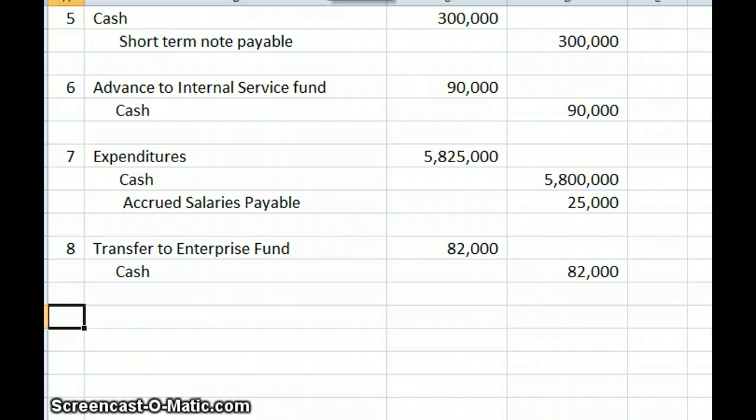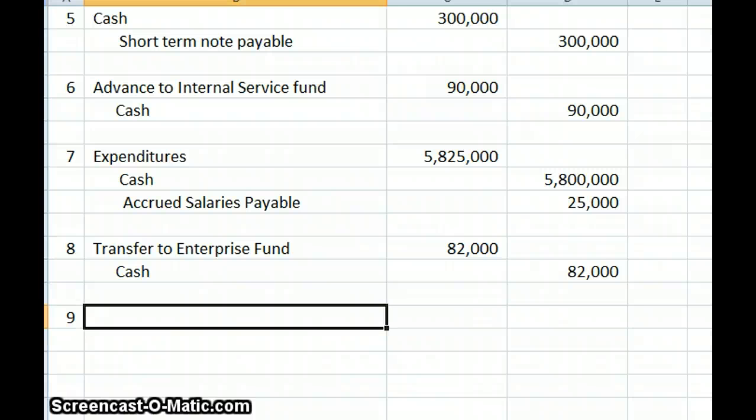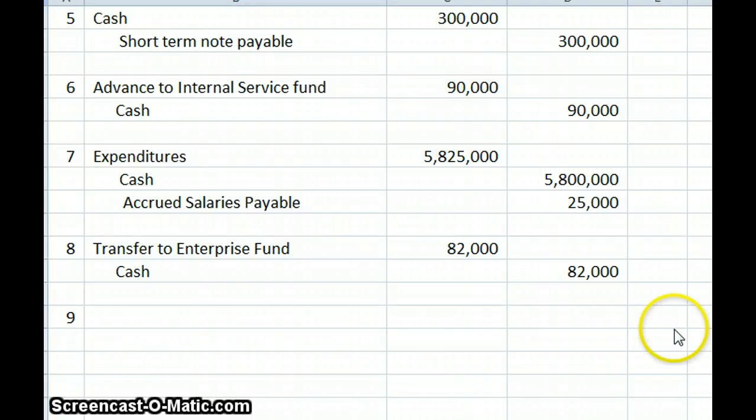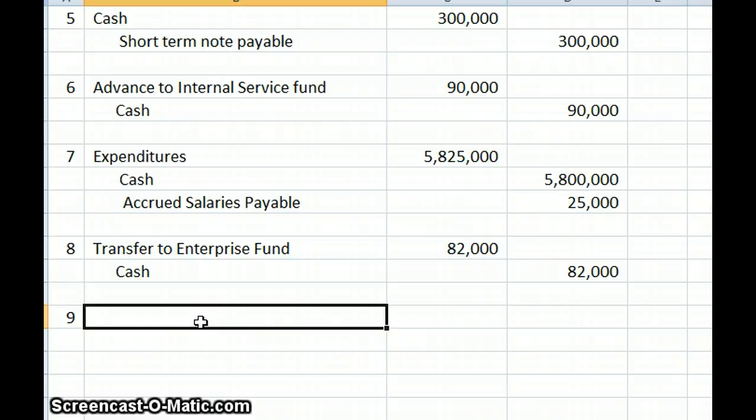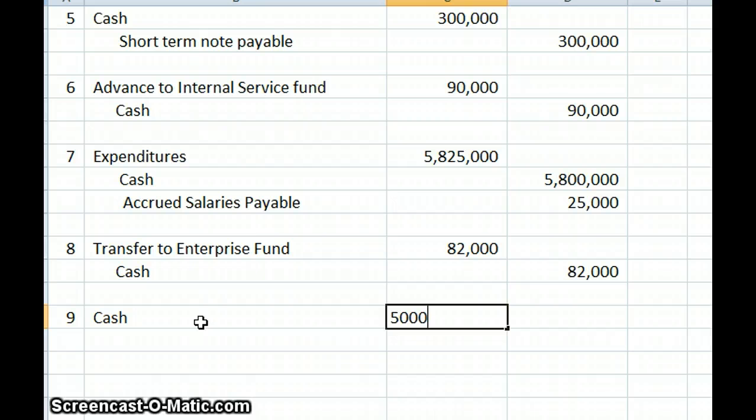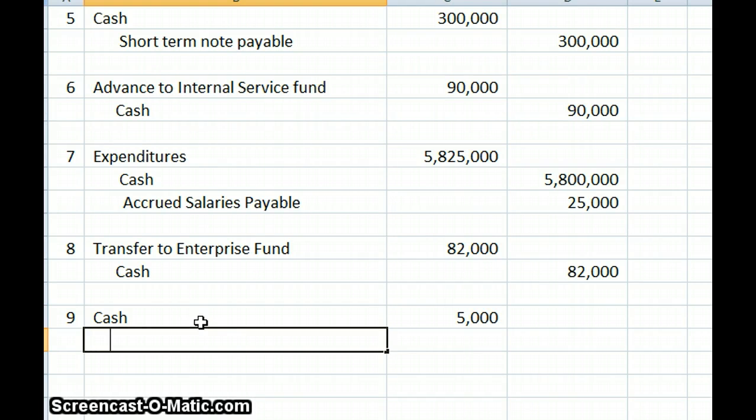Let's look at number 9. We received $5,000 from the Economic Development Special Revenue Fund because general fund resources have been used to pay a bill of the Economic Development Fund earlier in the year. General expenditures were recorded when the bill was paid. Okay, so we're receiving a reimbursement basically. So we're going to increase cash for $5,000, and we're going to credit the expenditure. So we're just washing that out because it's not a true expenditure.